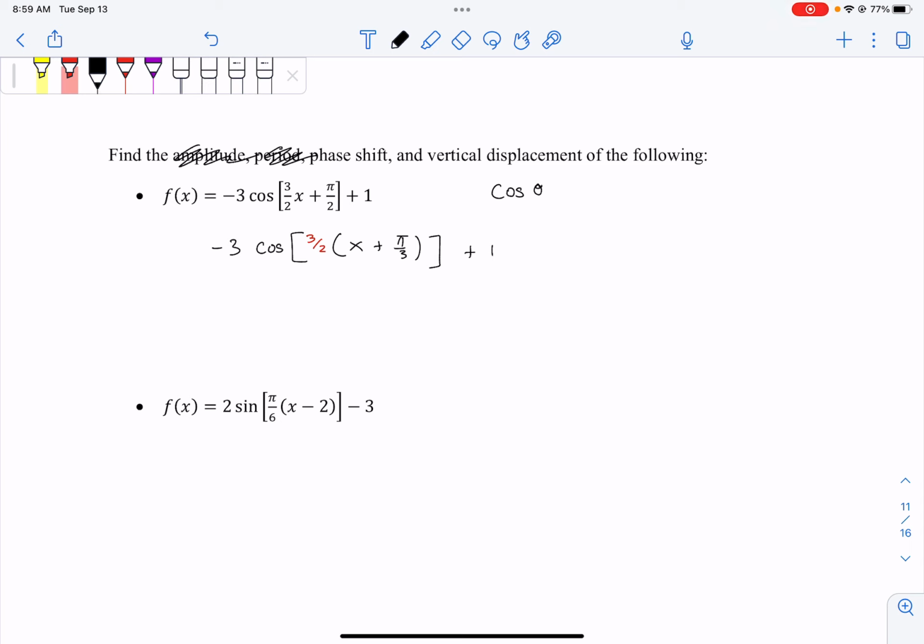We're going to keep going over here because we don't like to write the b value on the left. We want to write it on the bottom. So this is actually -3 times cosine of x plus pi over 3 over 2 over 3, plus 1.